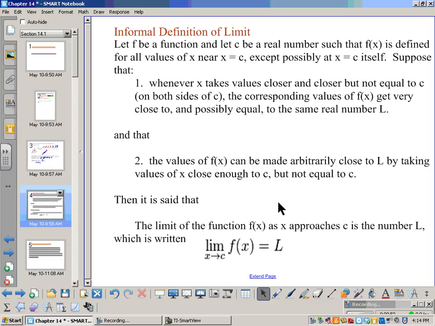And then the second thing is that the values of f of x can be made arbitrarily close to L by taking values of x close enough to c but not quite equal to c. So arbitrarily close, basically that means we can make f of x get as close as we want to 4 without actually equaling 4 by just changing the x values and making them closer and closer to x equals 2. So the limit of a function f of x as x approaches c is the number L, which is written as this here. And that's the notation that we need.